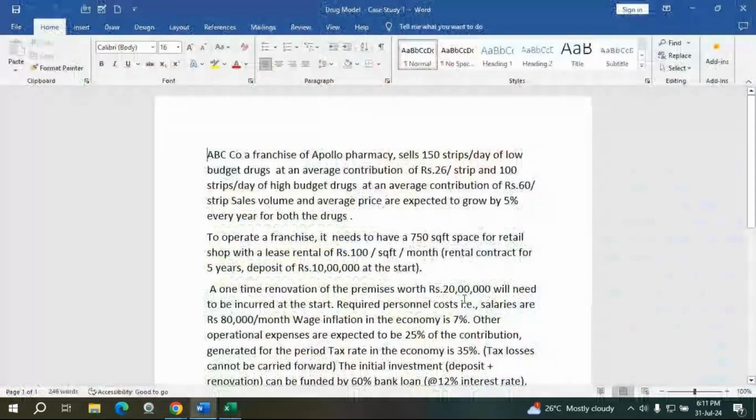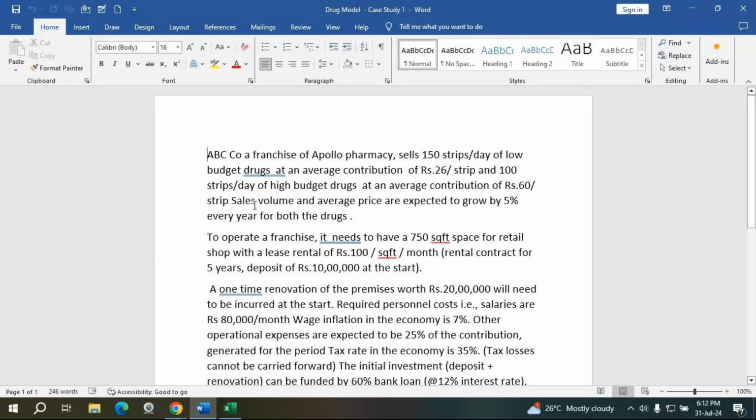So it's a franchisee model, Apollo Pharmacy, or we can tell it has a drug model also. So here we have the case study for this. ABC company, a franchisee of Apollo Pharmacy, sells 150 strips per day of low budget drugs at an average contribution of rupees 26 per strip, and 100 strips per day of high budget drug at an average contribution of 60 rupees per strip.